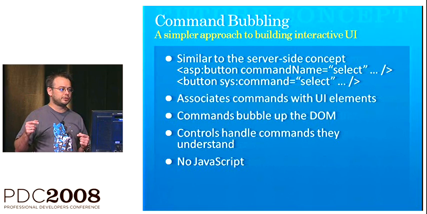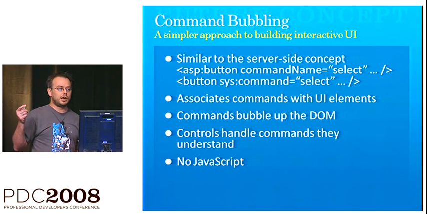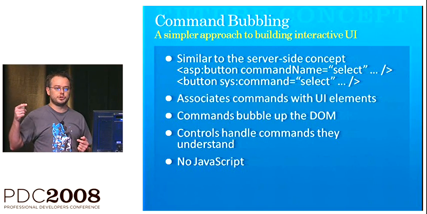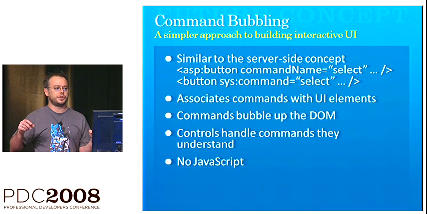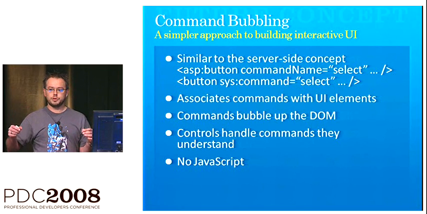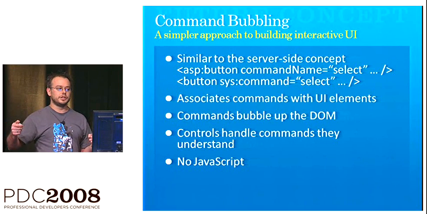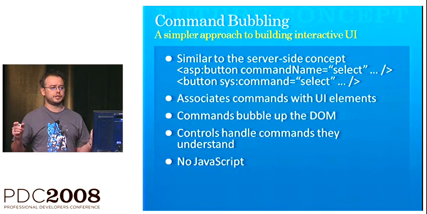So the way you do that on the server is that, for example, you create a select button and you put a command name on the button, which is select. And just putting that button inside of your item template in the list view, for example, will be able to select that item in the list view. And the list view doesn't have to be pointed to this button or anything like that. Just the fact that this button is here is enough.